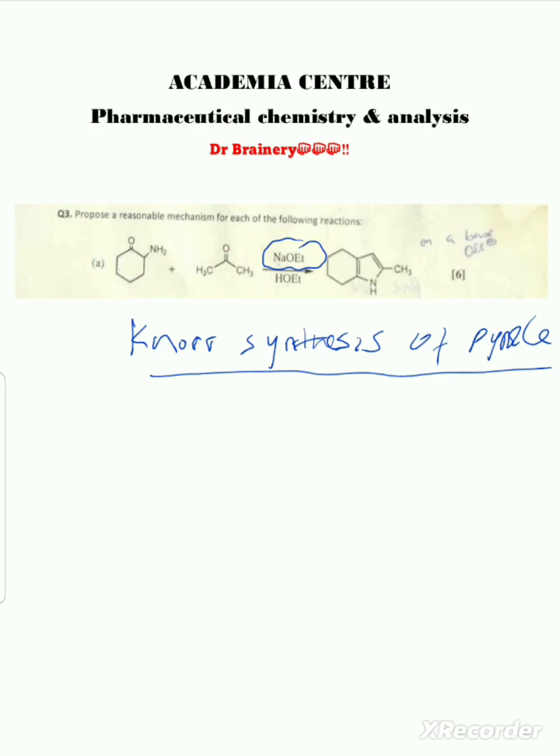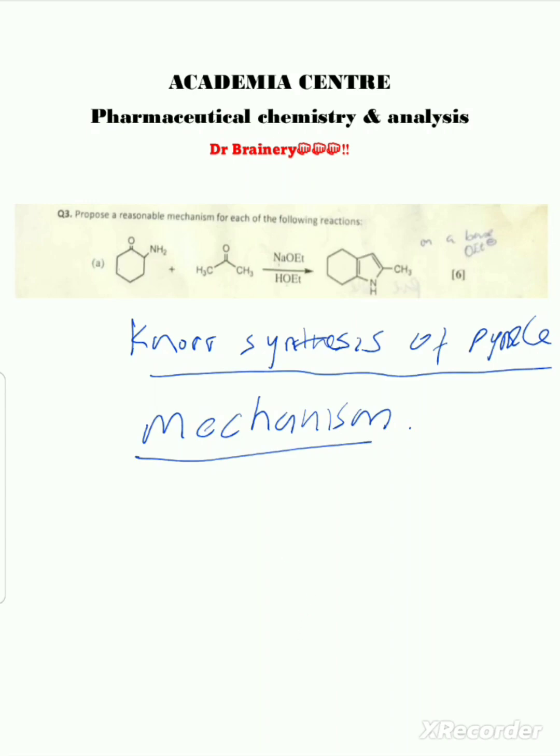The question is saying propose a reasonable mechanism for each of the following reactions, and put this, which is just A, that is our subject of today. Let's try to look at the mechanism. So here they're saying propose a reasonable mechanism. So let's try to propose a mechanism that is reasonable.